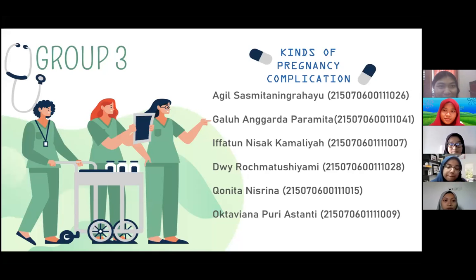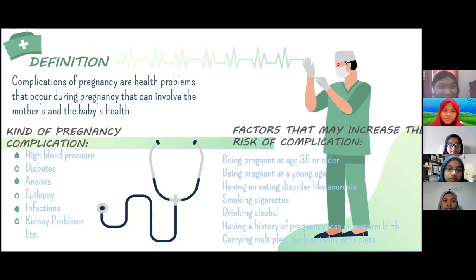Then I will give an overview of the topic that we will discuss in this presentation. Complications of pregnancy are health problems that occur during pregnancy. They can involve the mother's health, the baby's health, or both. Some examples of complications during pregnancy include anemia, high blood pressure, and diabetes. There are some factors that may increase your risk for complication too, include being pregnant at age 35 or older, being pregnant at a young age, smoking cigarette, drinking alcohol, having a history of pregnancy loss, carrying multiples such as twin, etc.